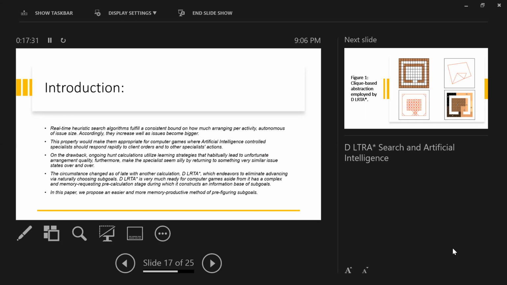The main search algorithm which we propose is the LRTS search, which aims to eliminate the learning by automatically choosing subgoals.